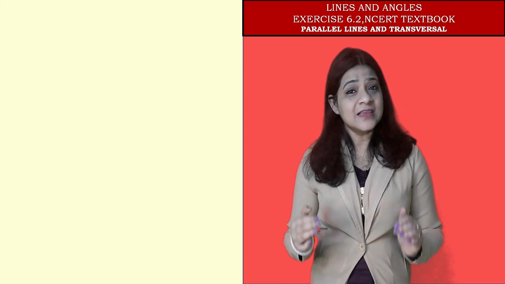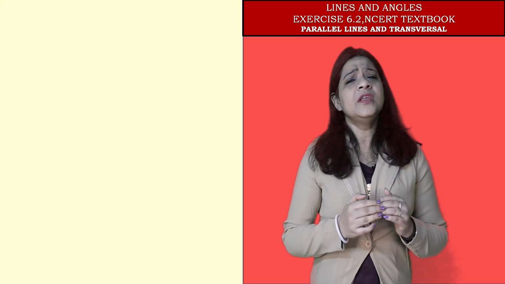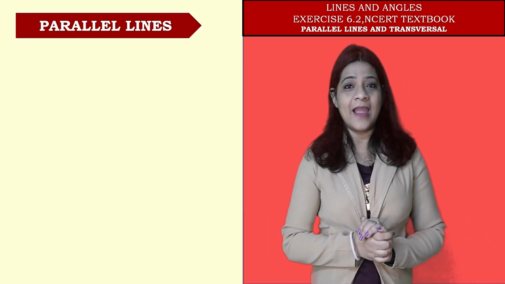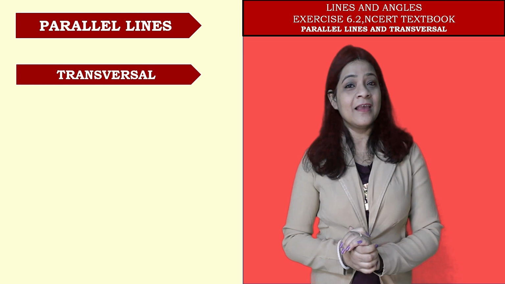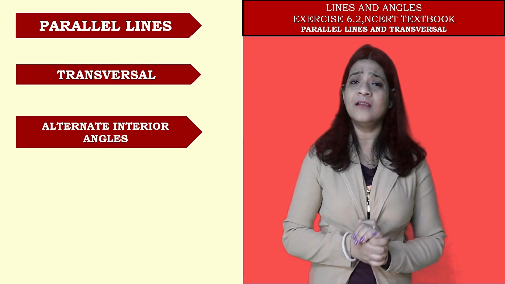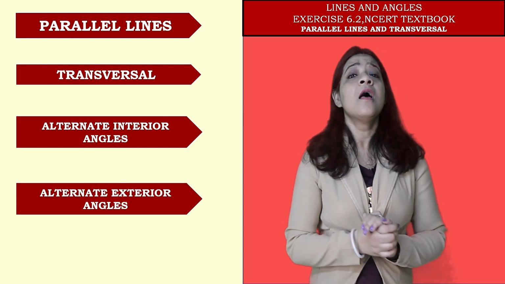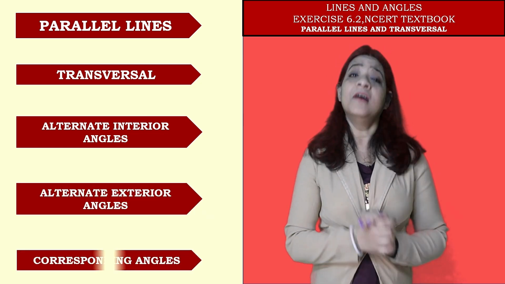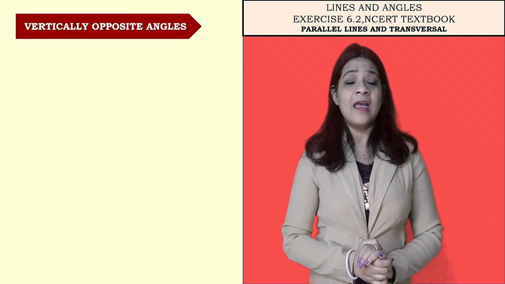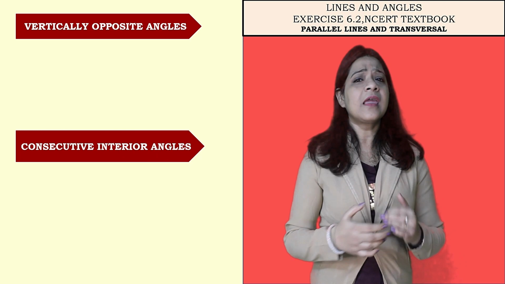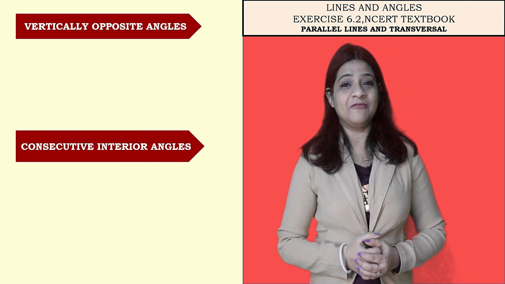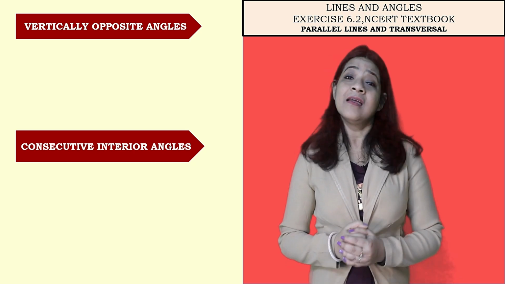To understand the problems, you need to have a very clear knowledge about parallel lines, transversals, and different types of angles such as alternate interior angles, alternate exterior angles, corresponding angles, vertically opposite angles, and consecutive interior angles. A recap of the parallel lines and the relationship between different angles is given here.